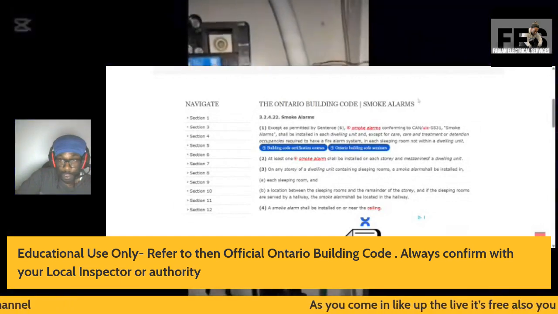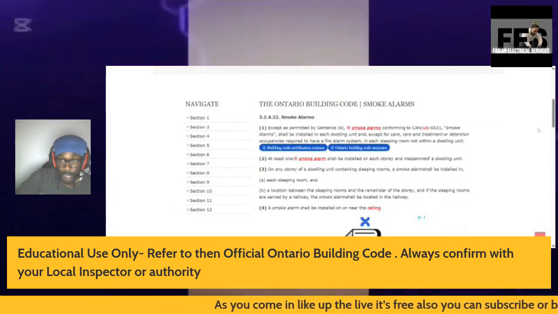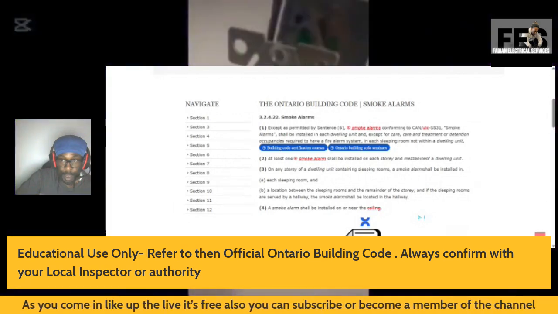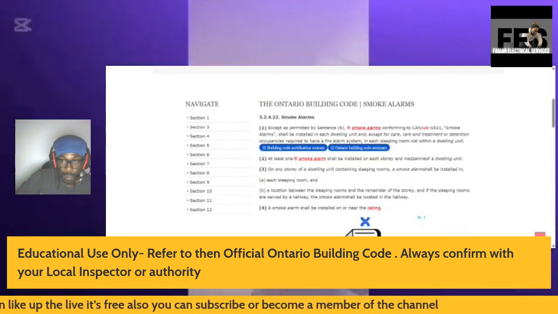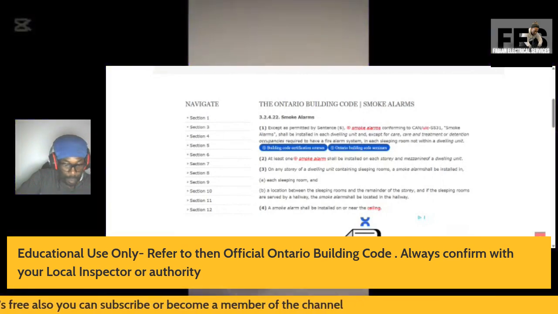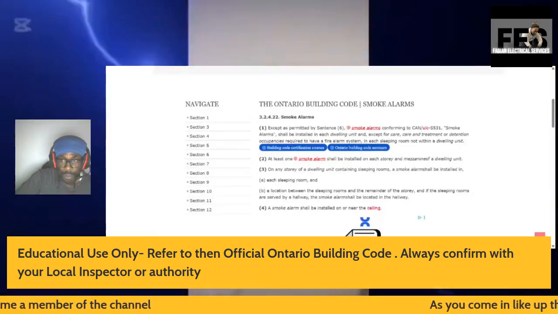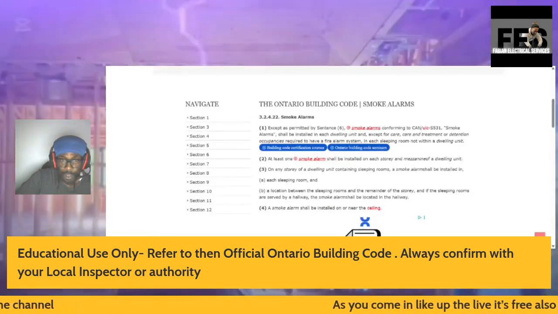Again, this is for educational purposes only. So refer to your actual local inspector, just to clarify.